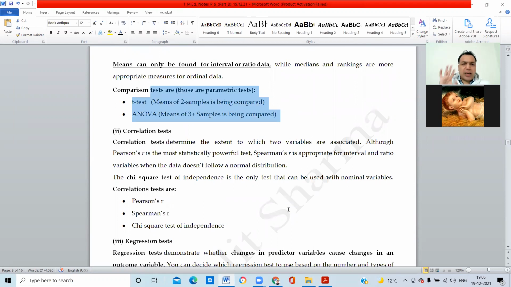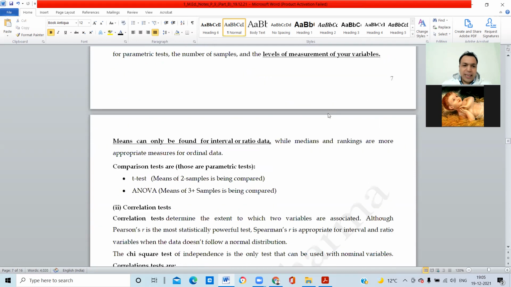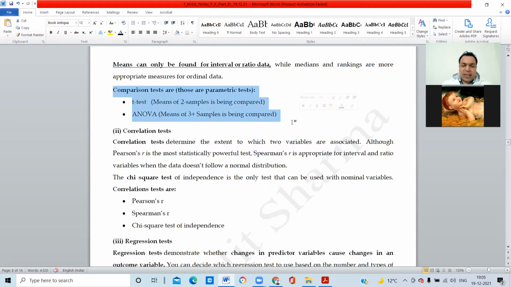When you come to know this, you will understand the meaning of it. What you have to write there: t-test and ANOVA, just learn this. The t-test and ANOVA are called the comparison tests under the statistical tests. Under the statistical tests, we are talking about comparison, correlations, and regression. Under a comparison test, there are two types of test, t-test and ANOVA. You should know the function of a t-test and the function of ANOVA also.